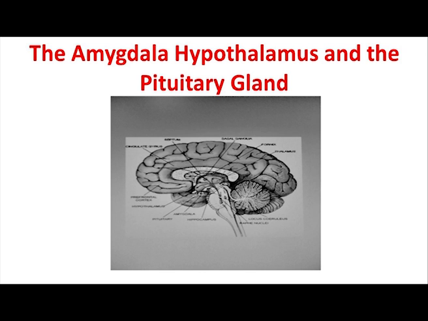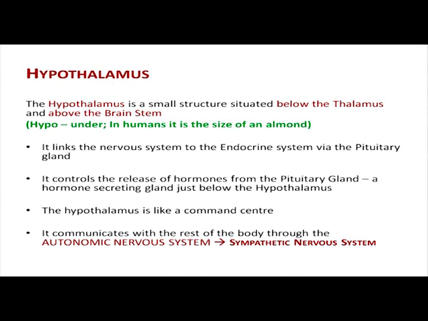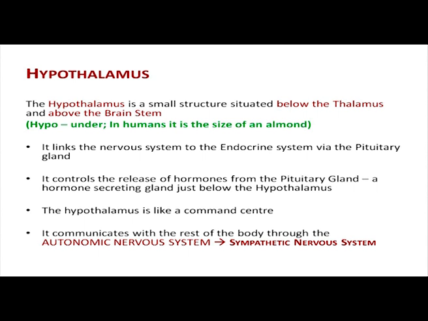Now, coming to the hypothalamus. The hypothalamus is a small structure below the thalamus and above the brain stem. We have talked about the brain stem and its structures in the previous section. The brain stem structures are basically related to the physiological arousal of the system and are more involved with the survival of the system. Hypo stands for under, and in the human brain the hypothalamus, which lies below the thalamus, is almost the size of an almond.